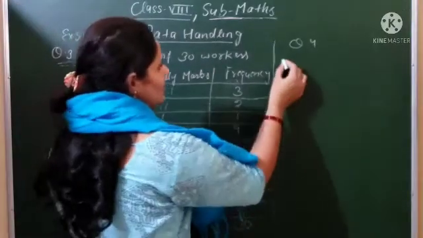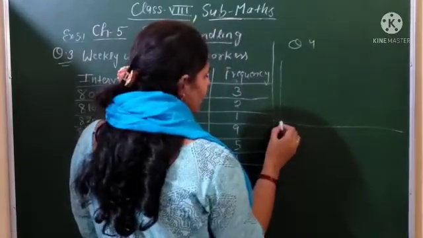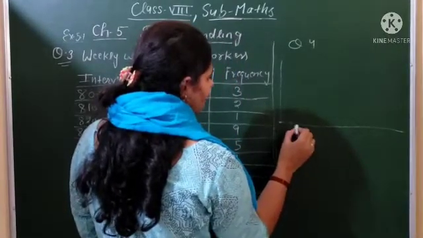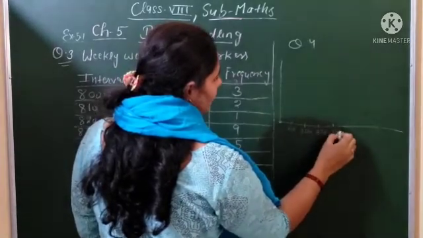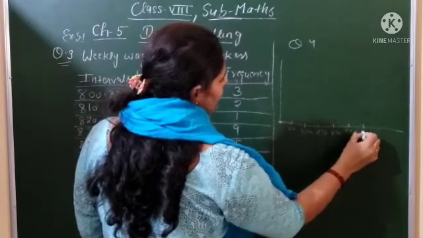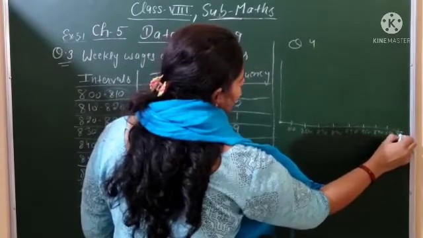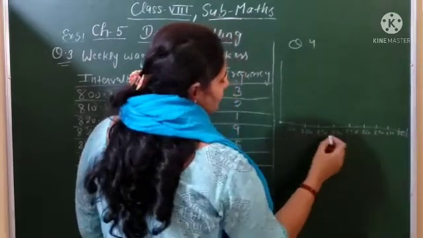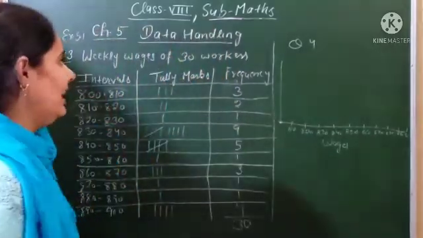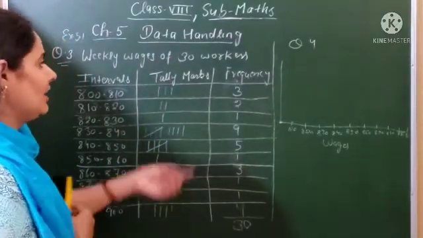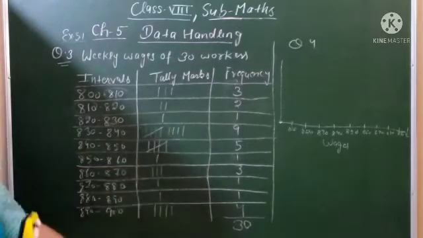So how will you draw the histogram? First you will draw the vertical line and the horizontal line. On the horizontal line you will start from 800: 810, 820, 830, 840, 850, 860, 870, 880, 890 and 900. These are the weekly wages. And in the intervals you will show the frequencies, how many workers there are. Here you can see 3, 2, 1, 5, 3, 4. It is given like that.